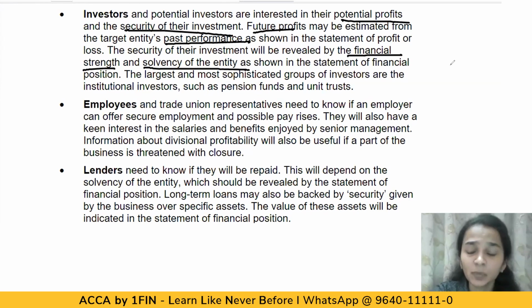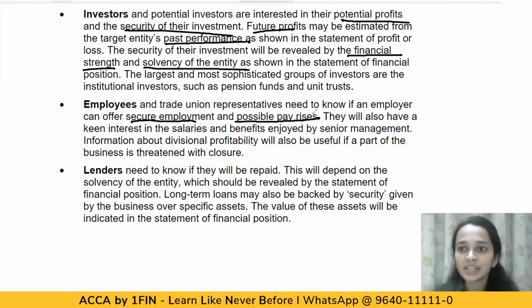Okay. Moving on to employees. Employees and trade unions need to know if the employer can offer secure employment and possible pay raises. As an employee of any organization, everyone would always want a secure environment when they are working. Secure employment basically means there's no threat to their job. And also, is there a possibility that they get an increment? Everyone, when they work, wants an increment. When will there be a raise in my pay?